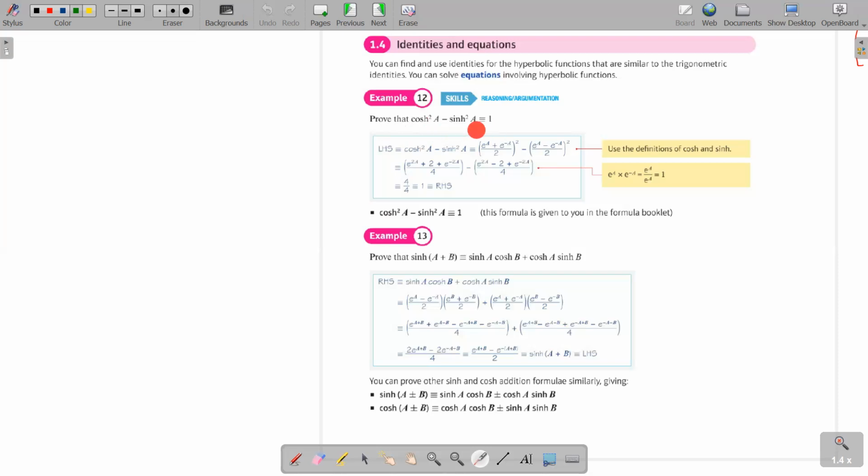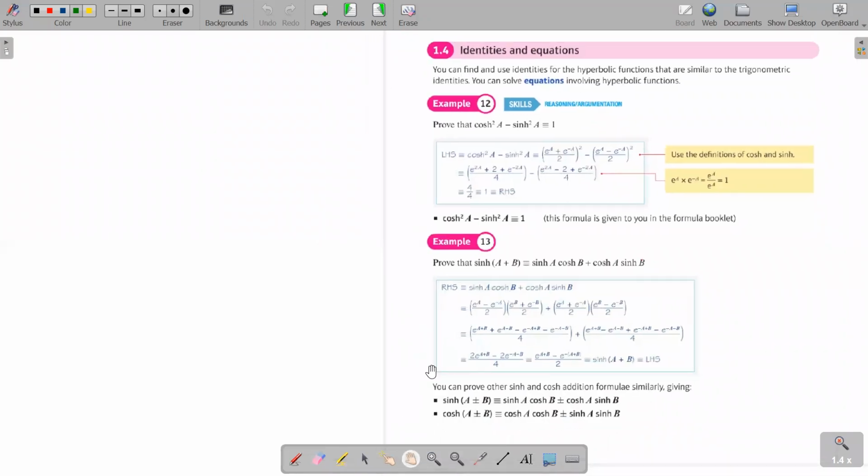Let's see why this is happening, whether this is really true, and how to build a relationship between trigonometric and hyperbolic. First thing, let's quickly do this proof. We are going to show that cosh square A minus sinh square A is equal to 1. I'm just going to do the proof and explain every step in the middle.